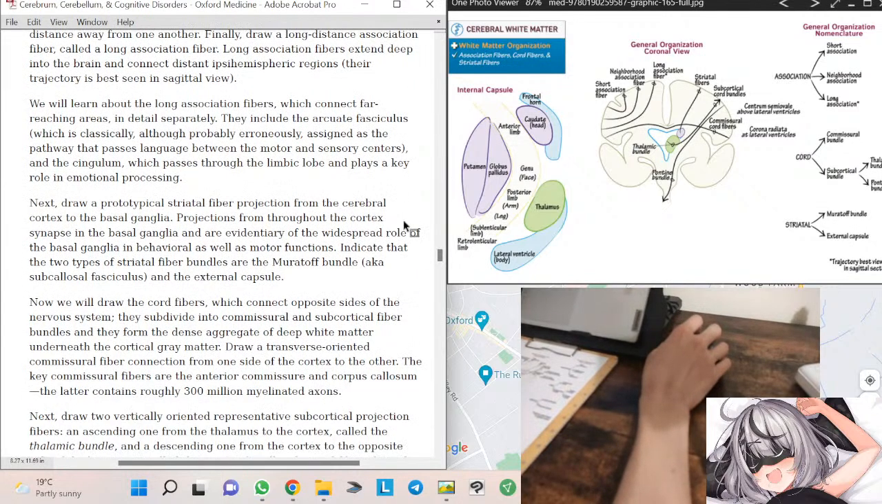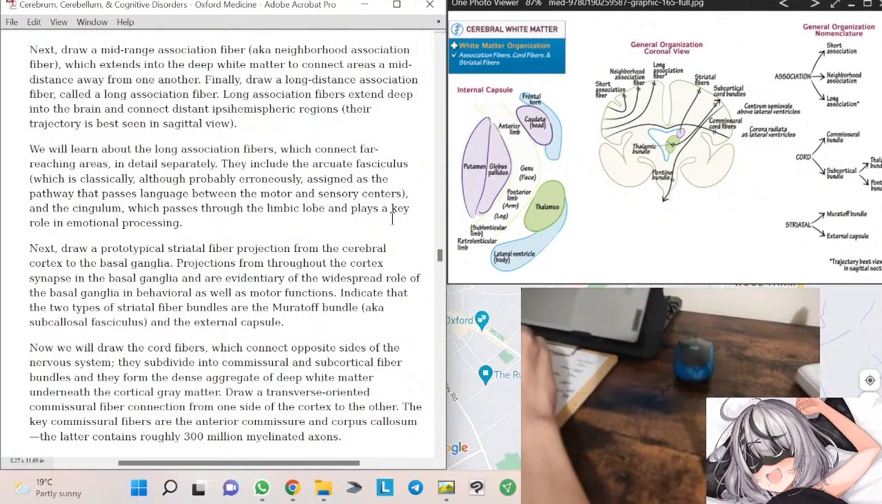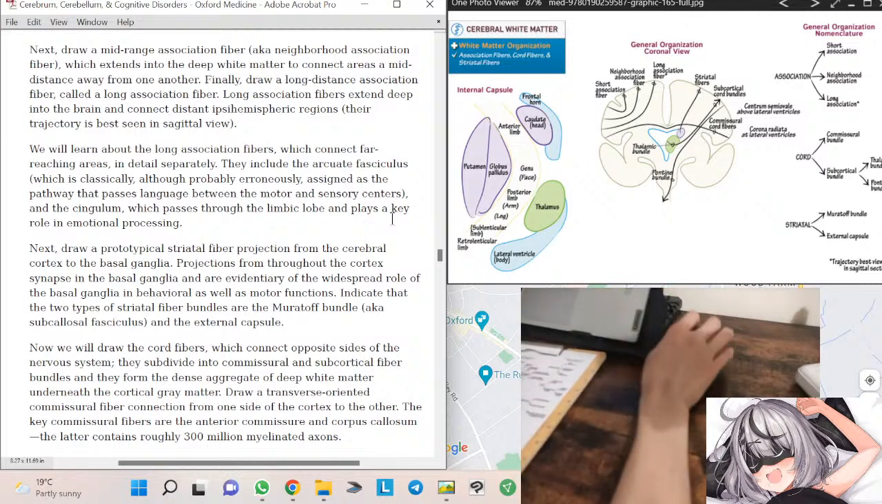Now we will draw the cord fibers, which connect opposite sides of the nervous system. They subdivide into the commissural and subcortical fiber bundles, and they form the dense aggregate of deep white matter underneath the cortical gray matter. Draw a transverse-oriented commissural fiber connection from one side of the cortex to the other. The key commissural fibers are the anterior commissure and the corpus callosum. The latter roughly contains 300 million myelinated axons. Commissural fibers.